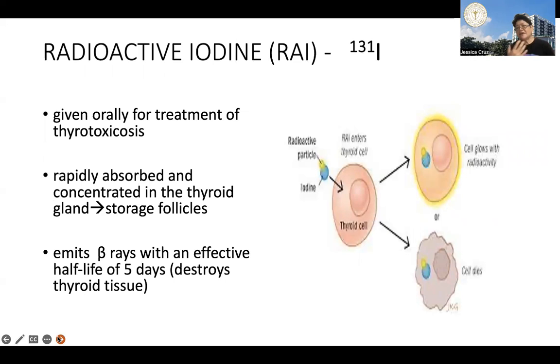So radioactive iodine is the use of iodine 131. So this is given for thyrotoxicosis, no, or severe hyperthyroidism. So it's a single capsule, no. It's taken only once, no. One time big time lang tong treatment na to, no. And the idea here is this, no.